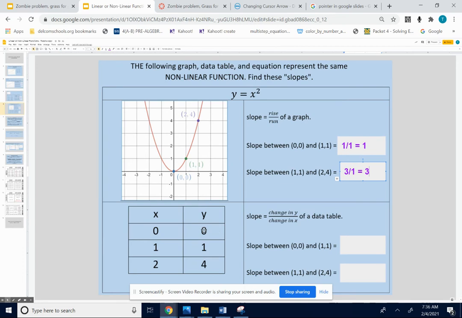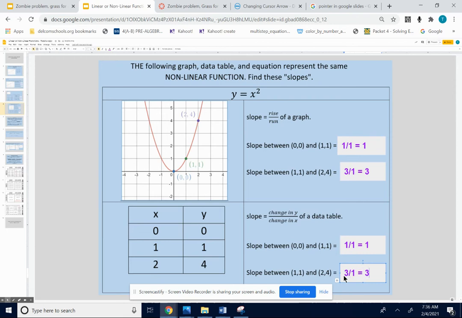So between the first 2 points, from 0 to 1, my y's go up 1. From 0 to 1, my x's go up 1. So change in y over change in x is 1 divided by 1, or 1. My second set of points, from 1 to 4, my y's increased by 3. From 1 to 2, my x's increased by 1. So my change in y over change in x is 3 over 1, or 3.